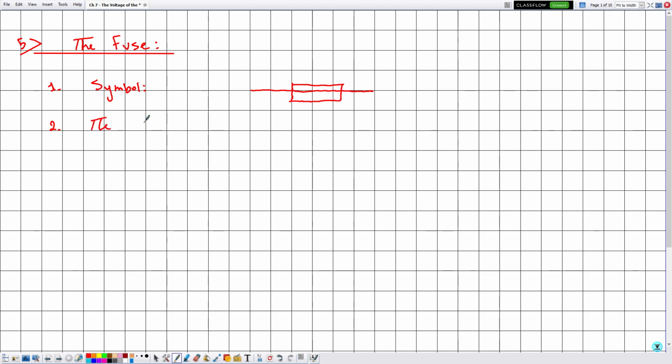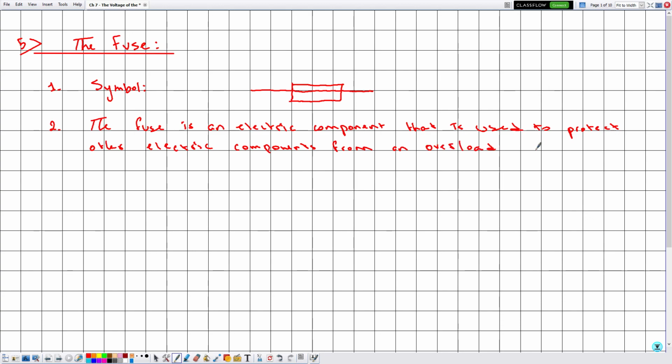The fuse is an electric component that is used to protect other electric components from an overload current and against short circuits.